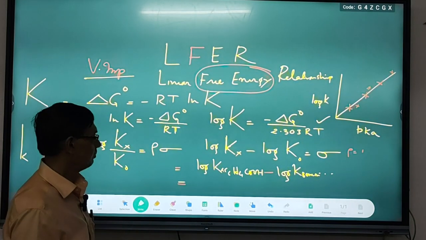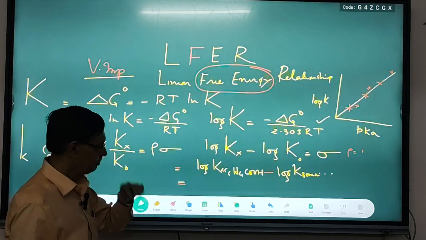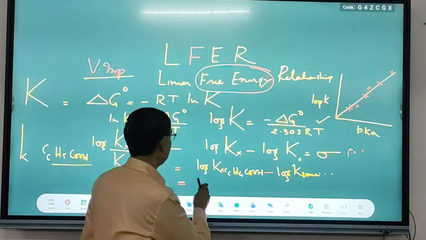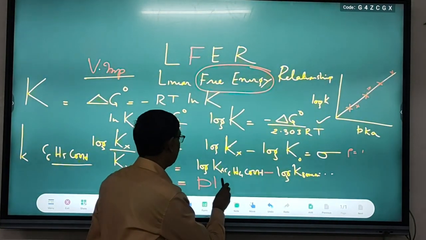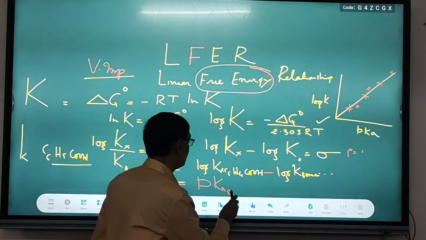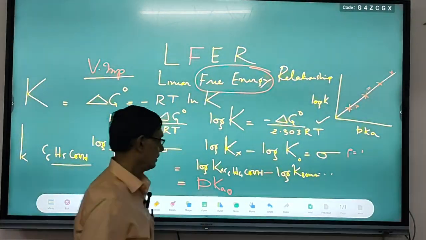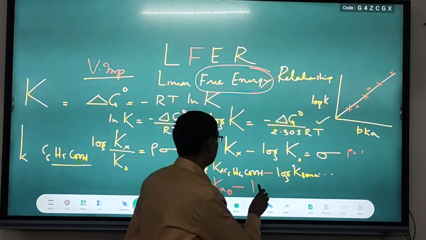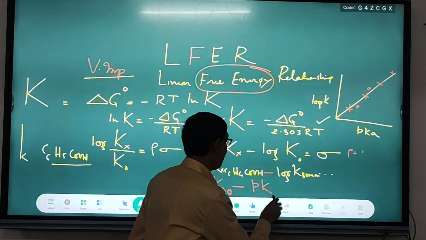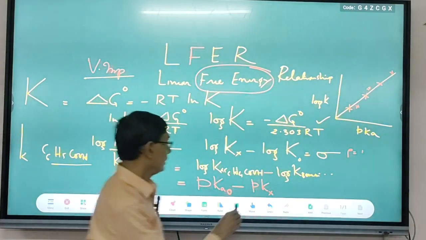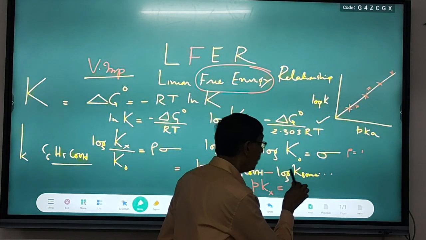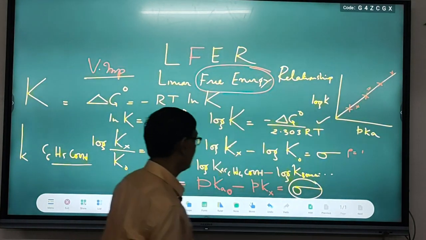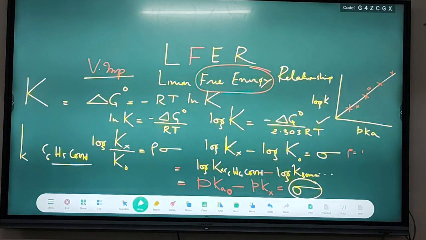You know that minus log of K is equal to pK. So I can write in red color pK of benzoic acid, that is K0, minus pK of X substituted is equal to the substituent constant. This is how he discovered the values of the substituent constant. Now you can understand these things.